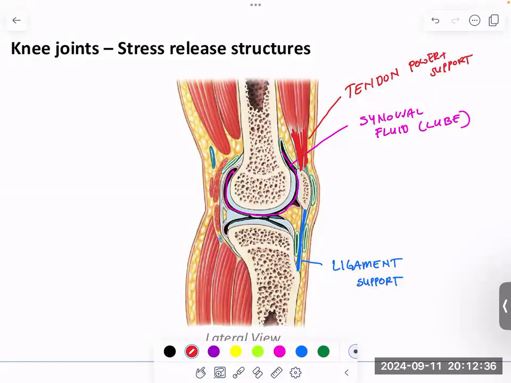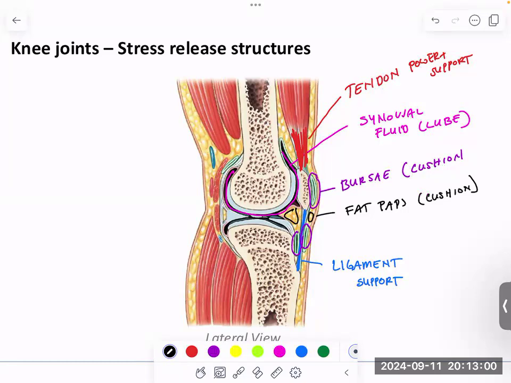What are the green things? Bursae, bursa. And I heard it, they provide what? Cushion. What is all this yellow stuff? Fat pads. And what does it provide? Cushion.